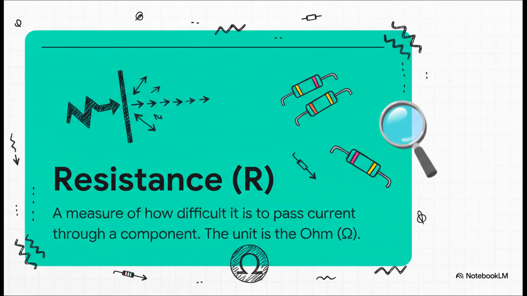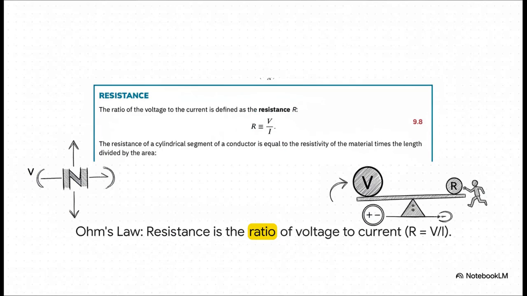And this property of a material, this difficulty it presents to the flow of current, that's what we call resistance, with a capital R. We measure it in a unit called the ohm, which we write with the Greek letter omega. The fundamental relationship here is Ohm's law. It defines resistance as the ratio of the voltage, V, across a component to the current, I, that flows through it. So R equals V over I. This shows us that for a given voltage, a given electrical push, resistance and current are inversely proportional. You crank up the resistance, the current has to go down. It just makes intuitive sense.